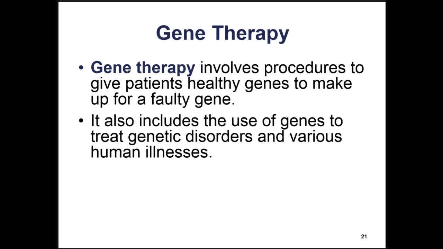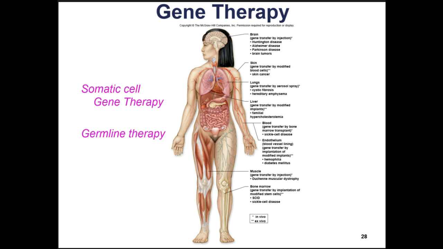Gene therapy, a lot of times when we talk about biotechnology, also we talk about gene therapy. Gene therapy involves procedures to give patients healthy genes to make up for a faulty gene. It also includes the use of genes to treat genetic disorders and various human illnesses. There are two ways in which you could do gene therapy. Somatic cell gene therapy is where you treat the mutation within the person's body cells. This could potentially cure them of the disease. However, it does not prevent them from passing the gene on to their offspring.